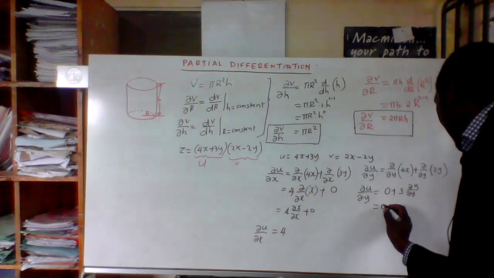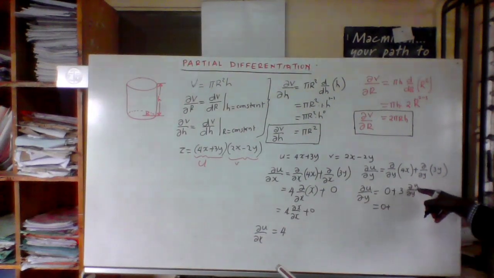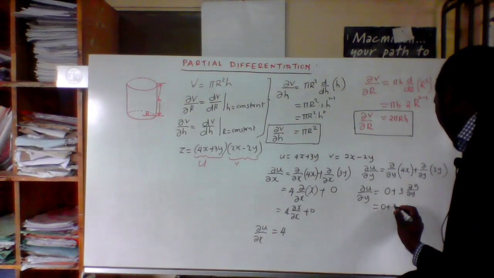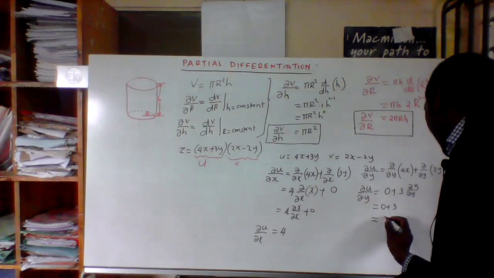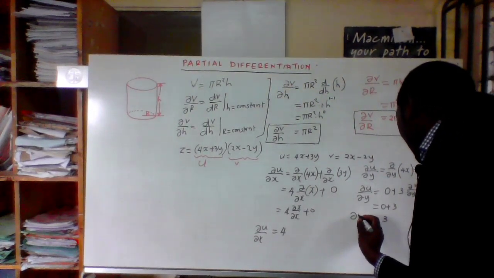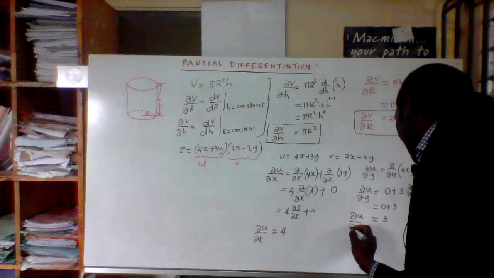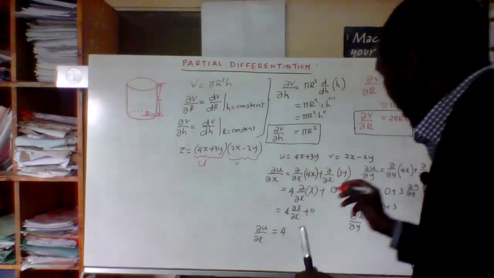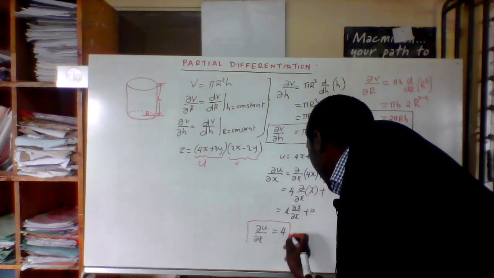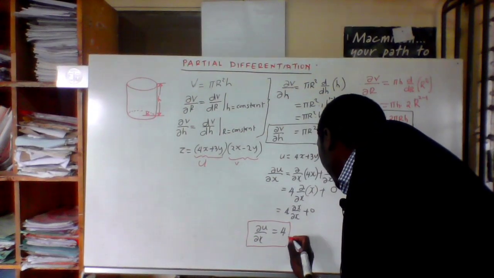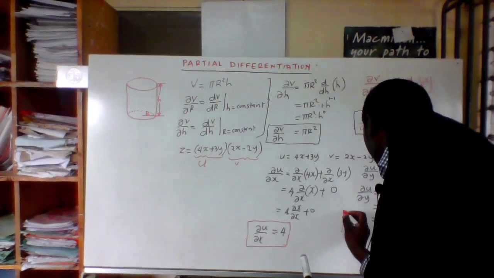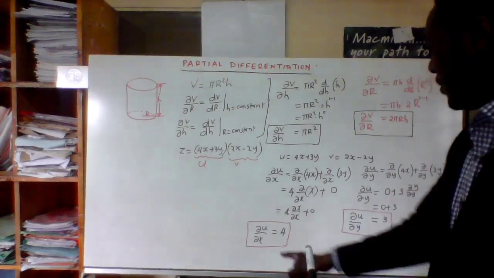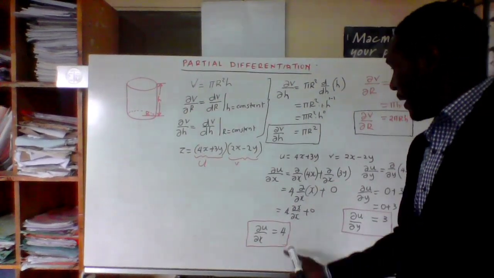This gives us 0 plus 3 times the partial derivative of y with respect to y, which gives us 1. 1 times 3 is 3. So this is equal to 3. That is the partial derivative of u with respect to y. We can put this one in red so that we can easily identify them. So the partial derivative with respect to y is equal to 3, and the partial derivative with respect to x is 4.